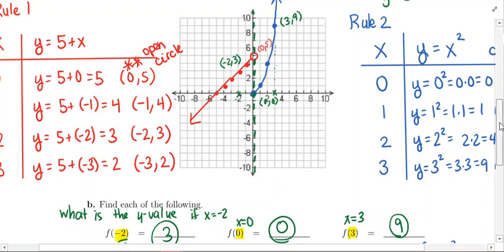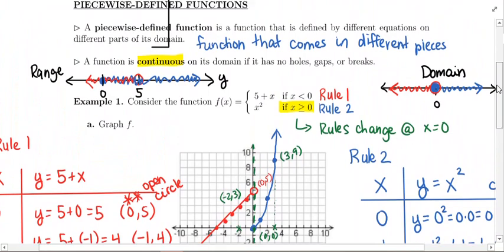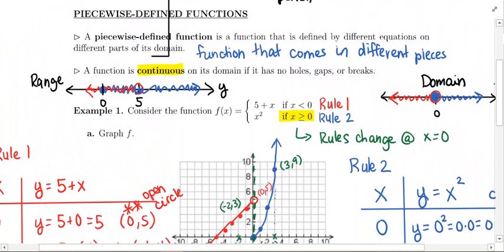That is occurring at x equals 0. So hopefully from this example, and we're going to do 3 more, you have learned how to graph a piecewise defined function. You've learned how to evaluate a piecewise defined function, meaning plug in an x value, get the output. And then we've done the domain and the range, and we've talked about continuity.